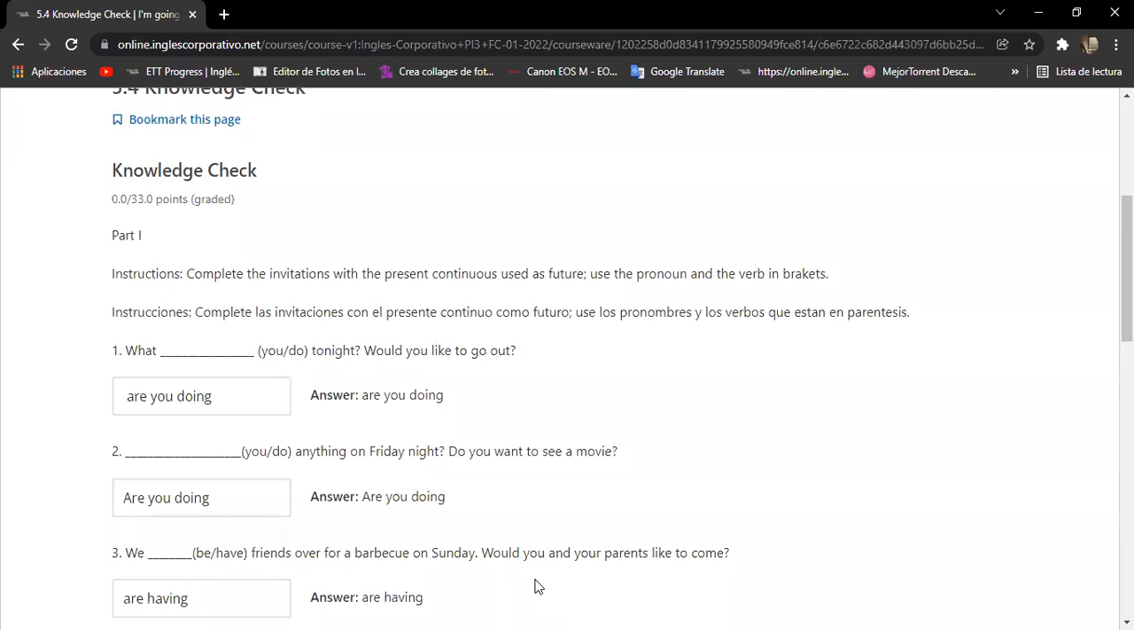Class? Can you repeat the question, please? I have 19 people. Karen asks, how does she know if it's present continuous or if it's future? When it's a present continuous, it's when you are doing an action right now. For example, I am eating, I am staying in my class.